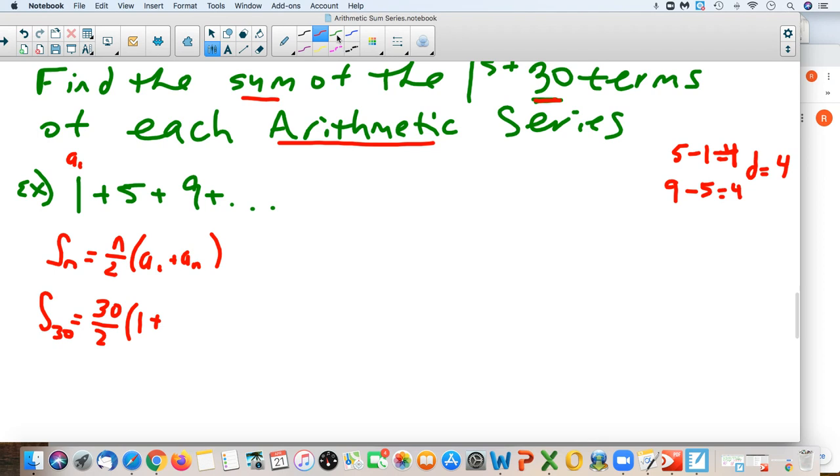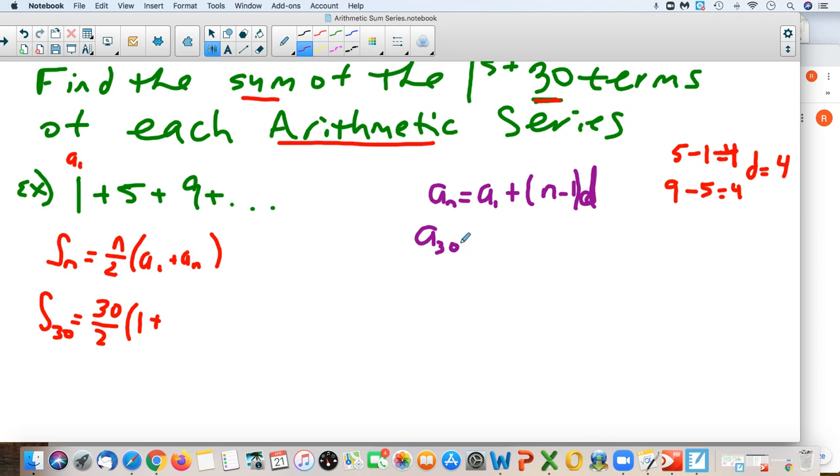Well, if you recall, there's another formula that we've used. We've used the generator. The generator is a sub n equals a sub 1 plus n minus 1 times d. Now I want to point out something to you. Very often these two formulas go hand in hand to help each other. What do we want to find? The 30th term in the sequence.